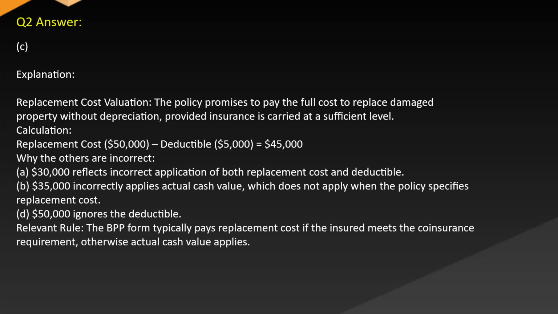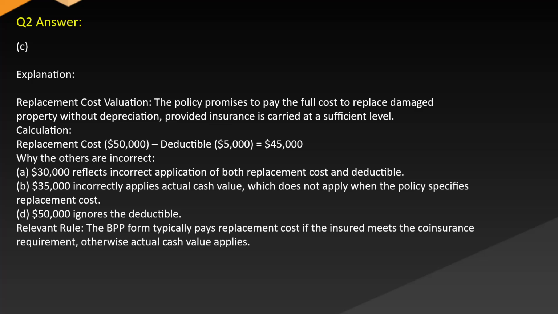Answer C. Explanation. Replacement cost valuation. The policy promises to pay the full cost to replace damaged property without depreciation, provided insurance is carried at a sufficient level. Calculation. Replacement cost $50,000, minus deductible $5,000, equals $45,000. Why the others are incorrect?